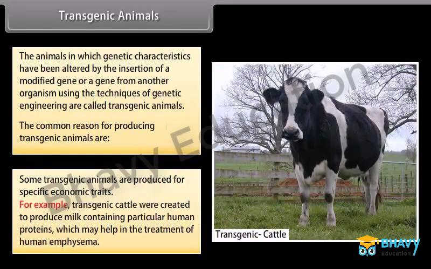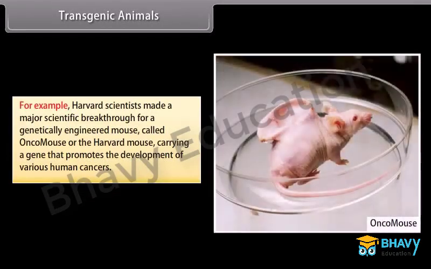For example, transgenic cattle were created to produce milk containing particular human proteins which may help in the treatment of human emphysema. For example, Harvard scientists made a major scientific breakthrough with a genetically engineered mouse called OncoMouse, or the Harvard mouse, carrying a gene that promotes the development of various human cancers.